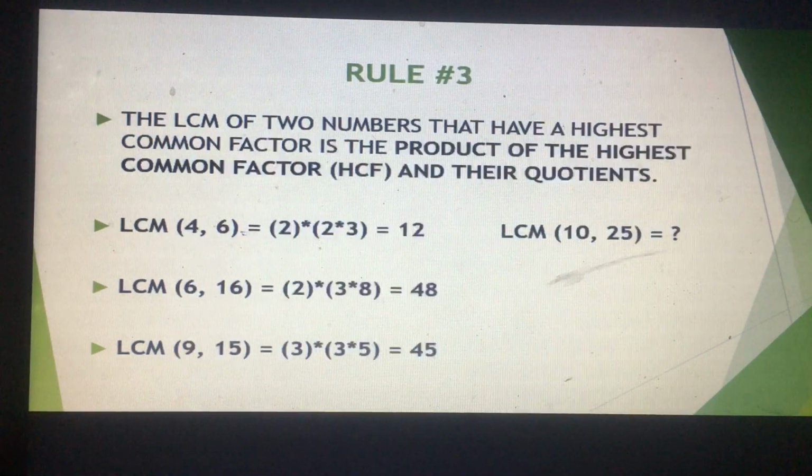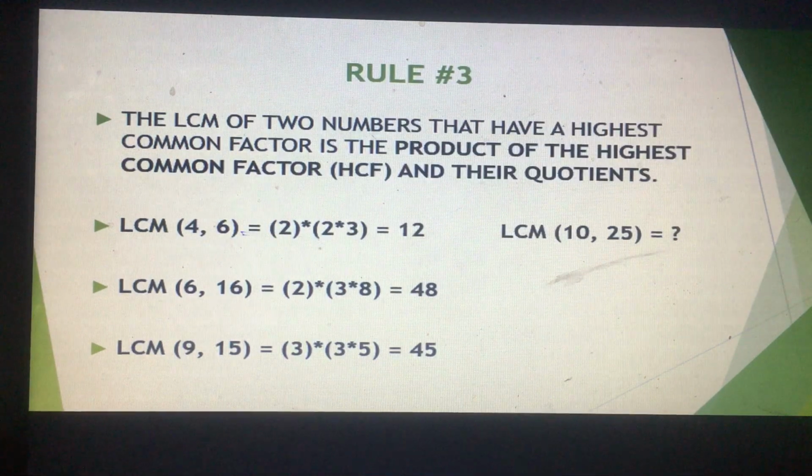Now let's go to rule number 3. The LCM of two numbers that have a highest common factor is the product of the highest common factor, HCF, and their quotients, okay? So if I present to you two numbers, say 4 and 6. Notice that 4 is not a factor of 6 and 6 is not a factor of 4, but they have a highest common factor common to both of them.